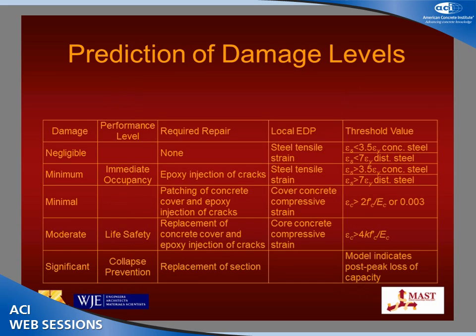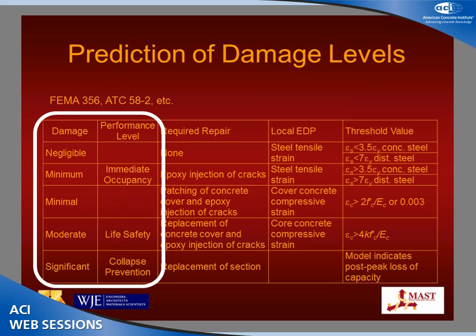And then the final step of this would be, once we've got our pushover curve, to predict damage levels. So existing documents, FEMA 356, ATC 58, and others have correlated a general qualitative damage level with a performance level and given it a name.